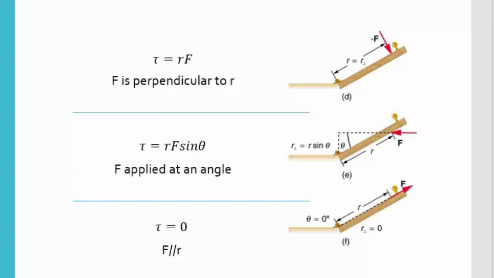And then in the middle picture, we've got a force applied at an angle. And so you have to look at the component of the force that's perpendicular, and that's going to be from the sine of the angle. And at the bottom, you've got force applied parallel to the door, which won't open the door at all, so there is no torque applied, no rotation is going to happen.